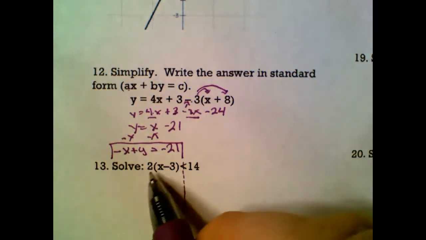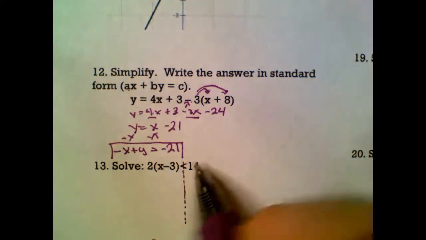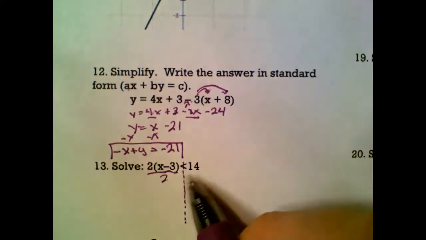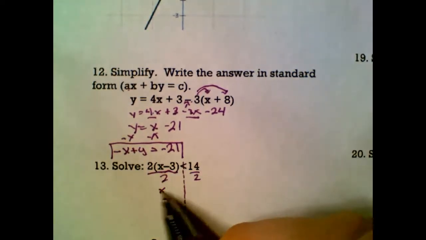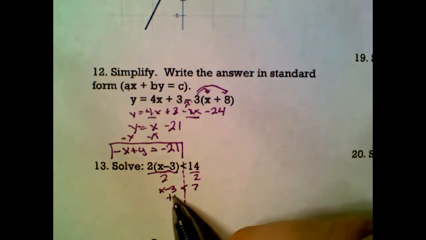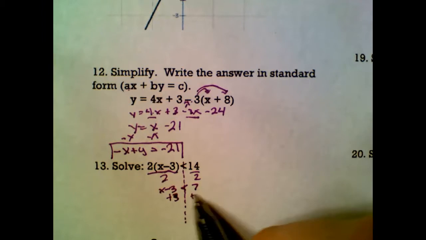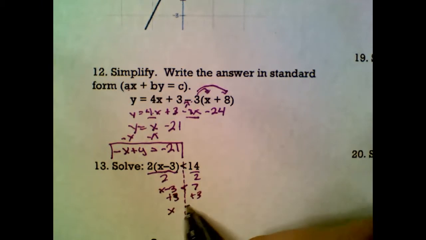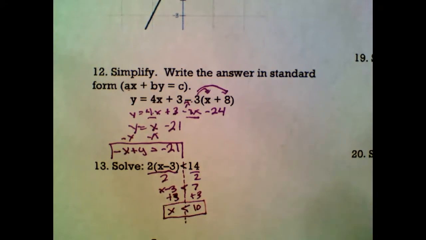So first step, let's try to get rid of this 2 here. We could distribute it in, but I like to get rid of it, so we'll divide everything by 2. Divide by 2, so I have x minus 3 is less than 7. And then we're going to add 3, and so I have x is less than 10. We just solve for it. All done.